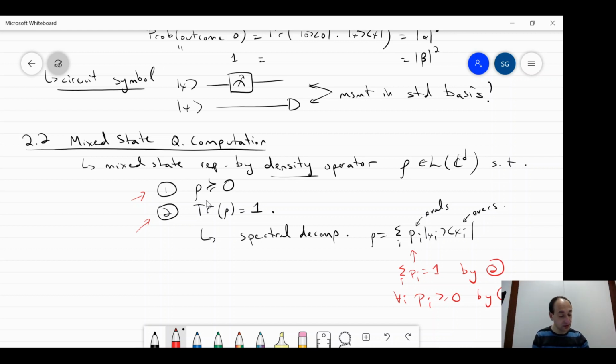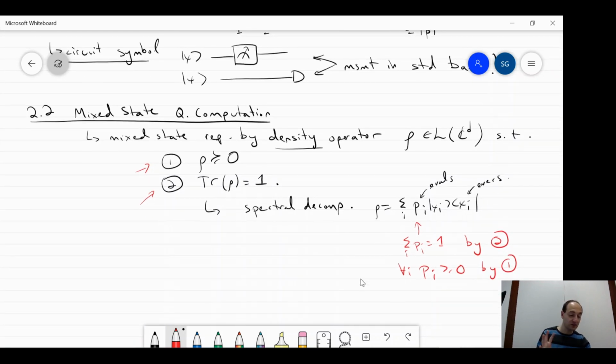The way you should interpret this, remember, is that it's like saying I flip a coin or roll a many-sided die or something like this, and with probability p_i, I prepare the state psi_i. That's what this is saying. It's that type of experiment. So it's a mixture between quantum uncertainty, which is what you get out of entanglement, and classical uncertainty, which is what you get out of just randomness.